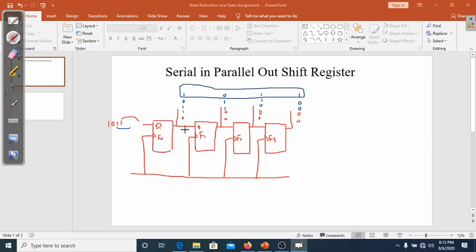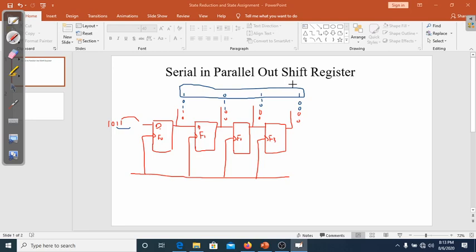So we can load the parallel data in this case. Here we can load the data in parallel. So shift the data. This type of shift register is called serial in, parallel out. The data enters serially, and the output we have is parallel output.